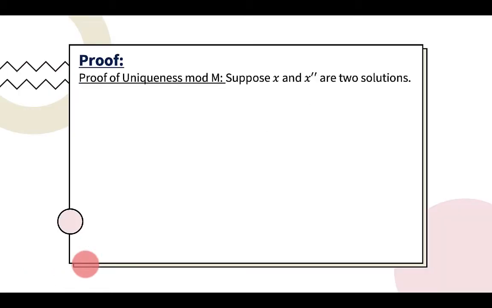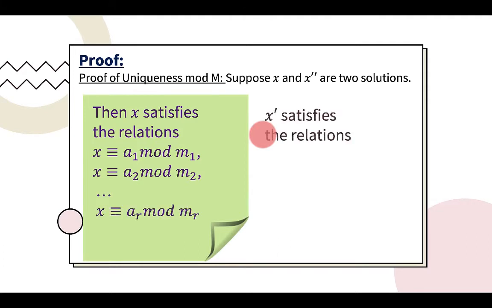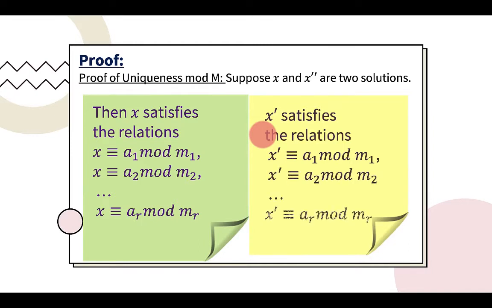First, we prove the uniqueness of solutions. We assume that x and x dash are two solutions. Then x satisfies the given system, so x will be congruent to a1 modulo m1, x congruent to a2 modulo m2, and so on, x congruent to ar modulo mr. Similarly, since we assume that x dash is also a solution to the given system, x dash also satisfies these congruence relations.